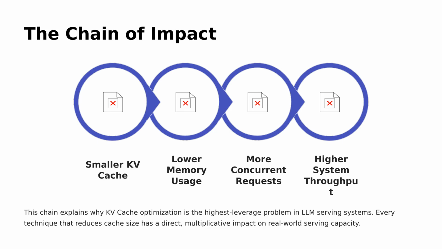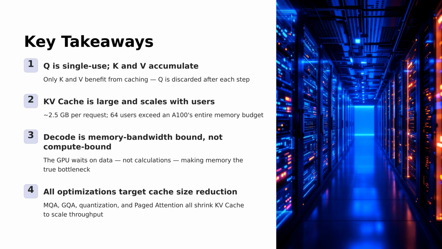Welcome to our discussion on the chain of impact. At the core, optimizing the KV cache is crucial for enhancing LLM serving systems. When we reduce the cache size, we unlock higher system throughput, enabling more concurrent requests and lowering memory usage. This optimization has a direct multiplicative effect on real-world serving capacity, making it the highest leverage problem to tackle. Let's delve deeper into how each of these elements contributes to overall efficiency.